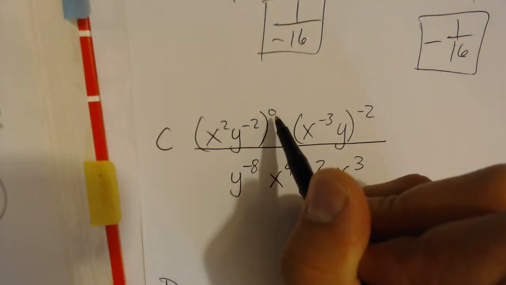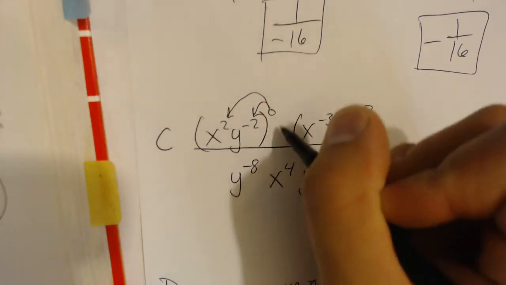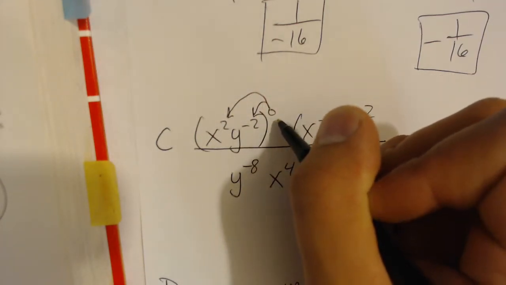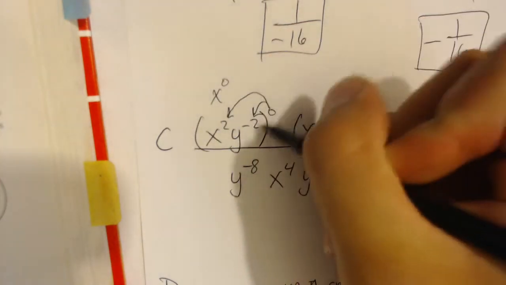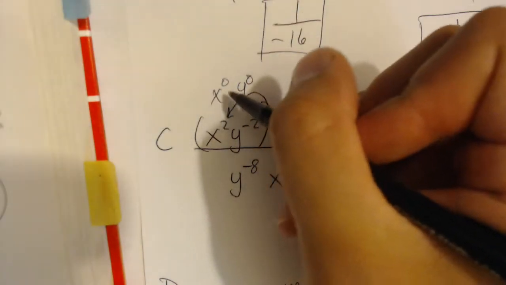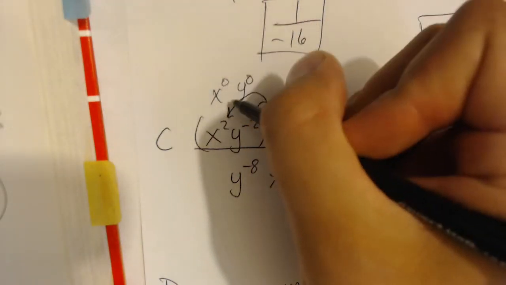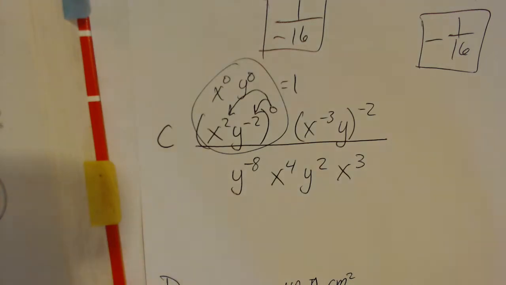Parentheses with an exponent on the outside means that we're going to multiply each of these exponents by the external exponent. 0 times any number is 0, so this becomes x to the 0, y to the 0, which is equal to 1. So we essentially have 1 times 1. So this entire piece right here is just going to equal the number 1. So it kind of goes away.